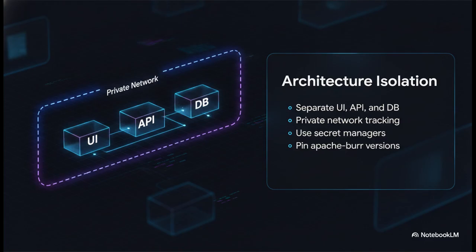Separate your UI, API, database, and proxy into distinct deployment components. Keep your databases and tracking stores locked down inside private networking subnets. Never hard-code keys. Use environment variables and secret managers. And critically, use versioned container images that explicitly pin your Apache Burr dependency to ensure reproducible builds.